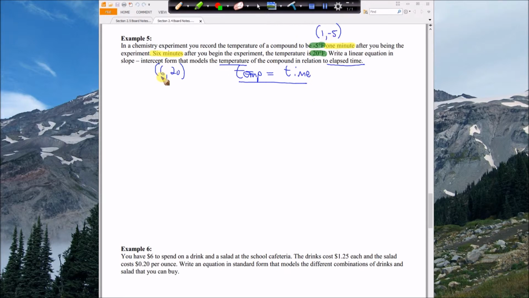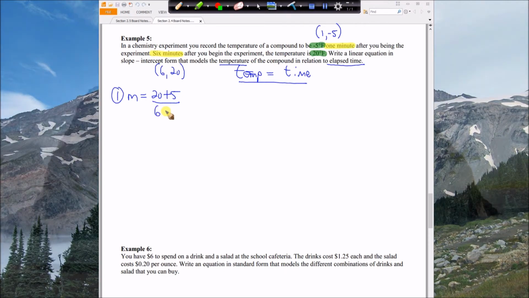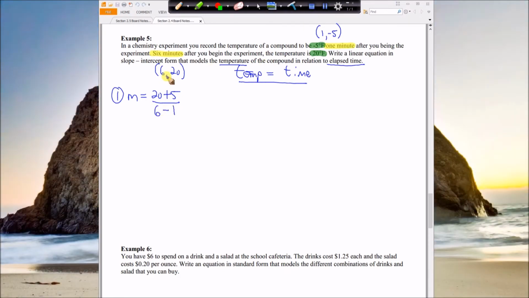So again, it's basically identical to example 4. It's just that you have to figure out these 2 numbers yourself. And so we can just do that again. So first find the slope. We have 2 points, so we first have to find the slope. And if you do that, you get 20 here. I'll take that as my y2, minus -5, which becomes +5 over, and then 6 minus 1. Okay, 6 minus 1.